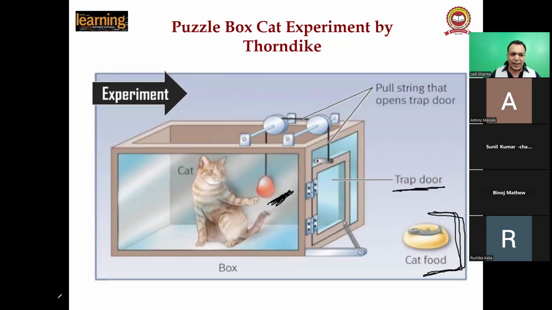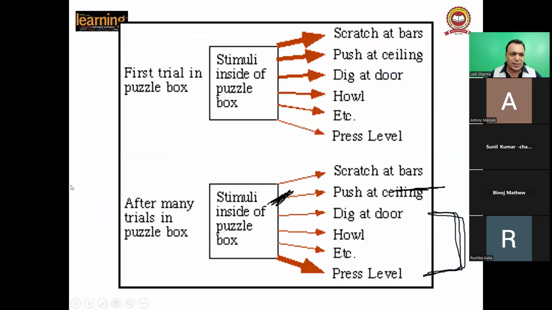Let us go to the next slide. You will see the different actions done by the cat. The cat started scratching the bars. Look, scratching the bars, pushing at the ceiling, digging at the door, hole, right? And striking her head into the wall. So the cat started all these things because the cat was already hungry.